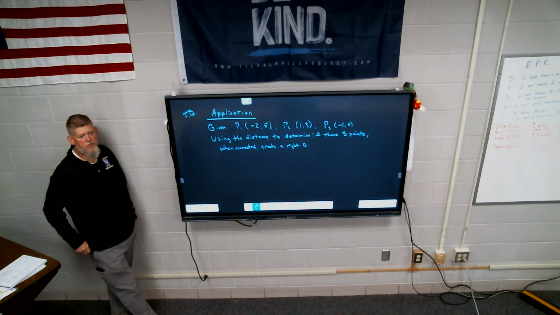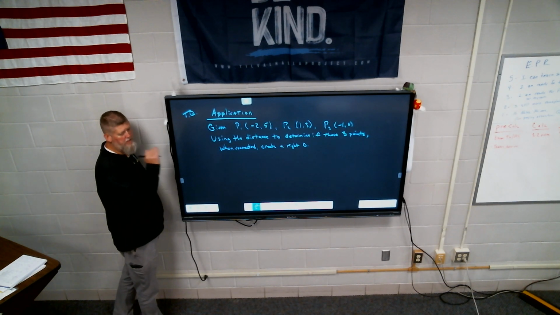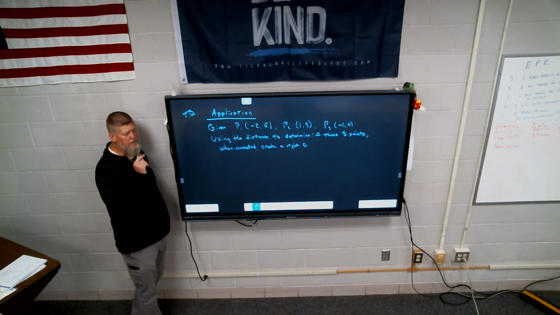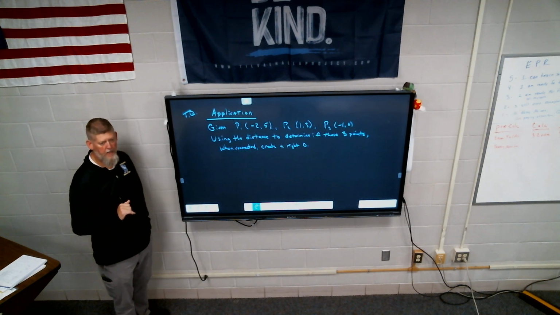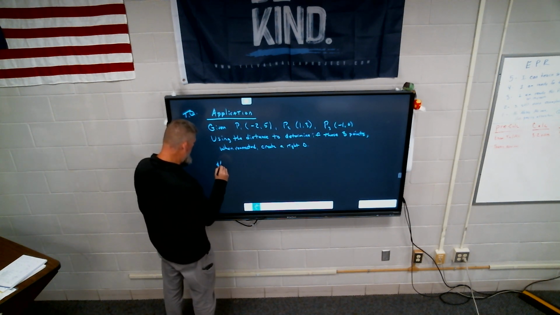Like I said, there's multiple ways to do this using other formulas, other techniques, but it says specifically use the distance formula. Okay? So let's find the distance between all 3 of them. Let me split you up into groups. The distance between point 1 and point 2.